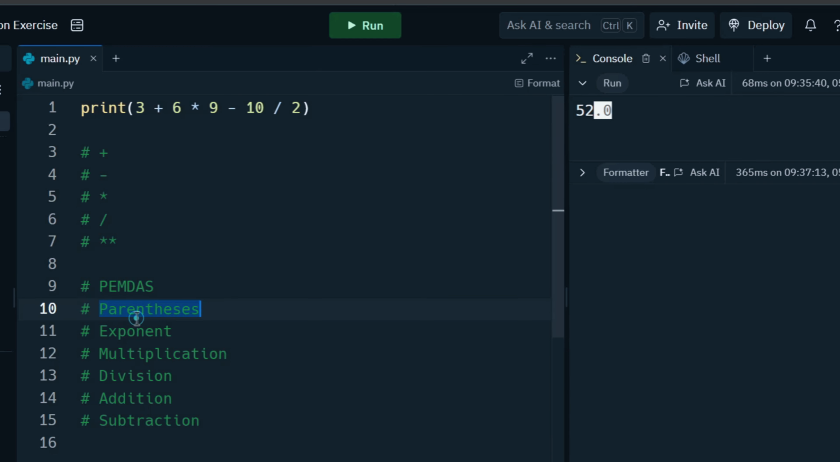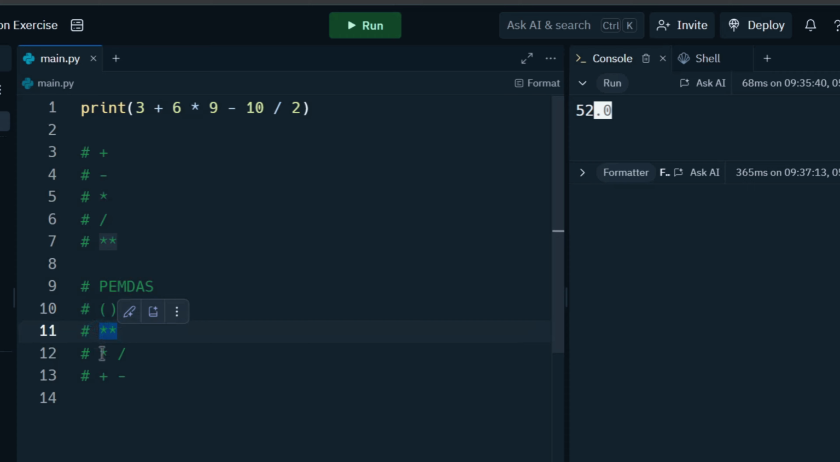Now in PEMDAS, parentheses means that everything that is inside a parenthesis will be done first, then the exponents, and then after that multiplication, division, addition, then subtraction. Now multiplication and division will be done at the same time. So it is really like this. Multiplication and division are at the same level, and the same goes for addition and subtraction. So we have parentheses, exponents, multiplication, division, and addition, subtraction.